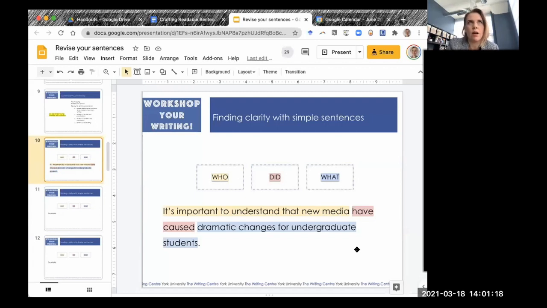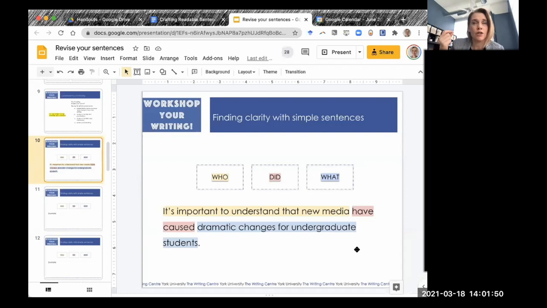Often when students are being told that their writing is unclear, it's because they're trying to put the subject of the sentence at the end and they're writing their way towards the subject. So they're doing things like, "Undergraduate students have been encountering dramatic changes because new media have been rising." Do you see the problem here? It's leading me in a complicated and convoluted way.